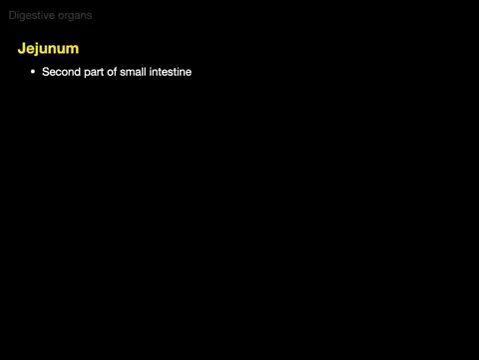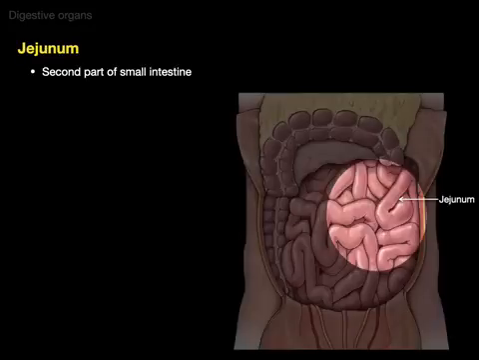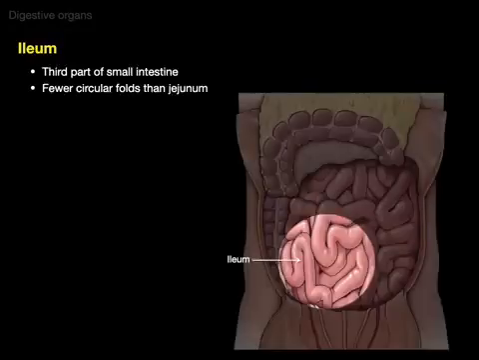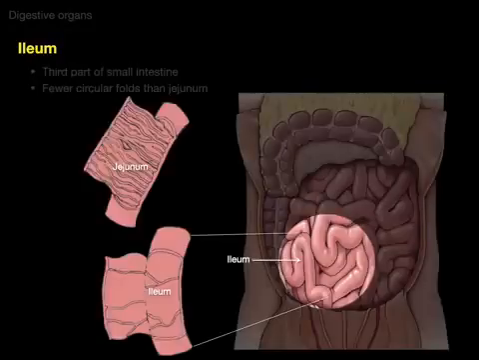Now, the jejunum is the second part of the small intestine, as we showed here, and it has a lot of circular folds. The fancy way of saying it is the plicae circularis, lots of circular folds, as you can see there. So there's lots of absorption of the nutrients from the food we're eating. Now, the ileum is the third part of the small intestine. There are fewer circular folds in the ileum than in the jejunum. Lots of circular folds, fewer circular folds. They're there, but just not as many.